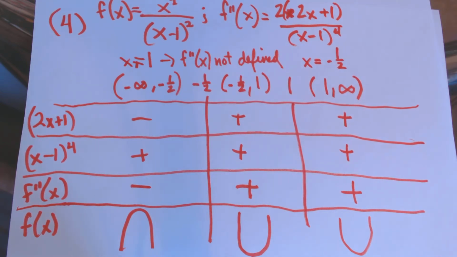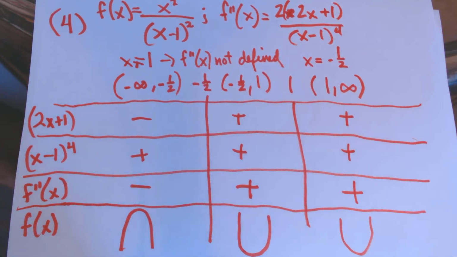And that's all we really needed to say there, because 1 is not a candidate for an inflection point, because the original function is not continuous at that point. And so we just need to establish the nature of the behavior of the function on either side of 1, and so we're done.